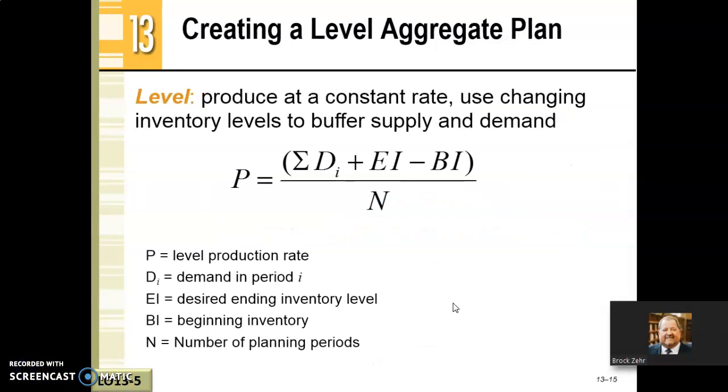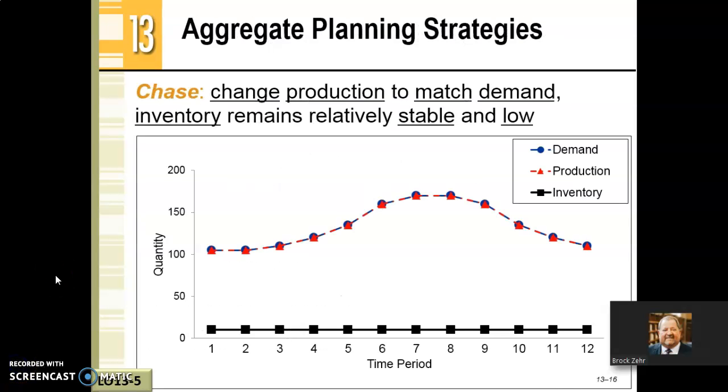So for level production, this is our formula that we use to determine how many units we need to produce. P is the level production rate. So if we take the sum of demand for the period plus ending inventory minus beginning inventory and divide it by the number of planning periods, it will tell us how much we need to produce each month to meet our level production schedule.